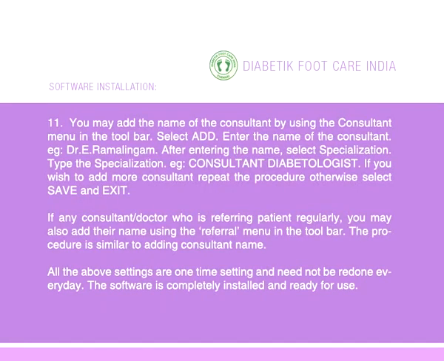You may add the name of the consultant by using the consultant menu in the toolbar. Select Add. Enter the name of the consultant, for example, Dr. E. Ramalingam. After entering the name, select Specialization. Type the specialization, for example, Consultant Diabetologist. If you wish to add more consultants, repeat the procedure. Otherwise, select Save and exit.